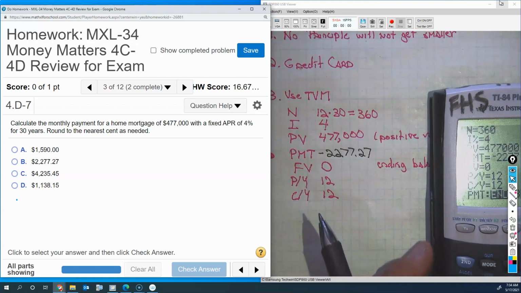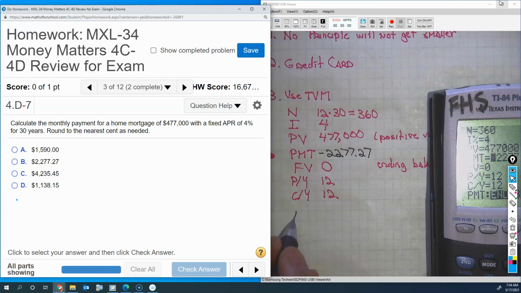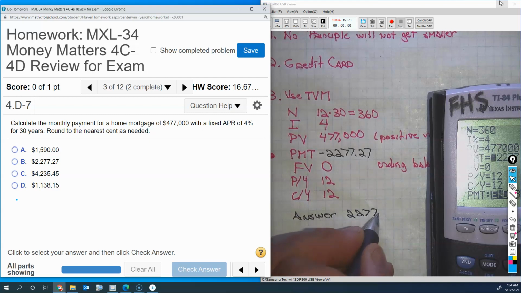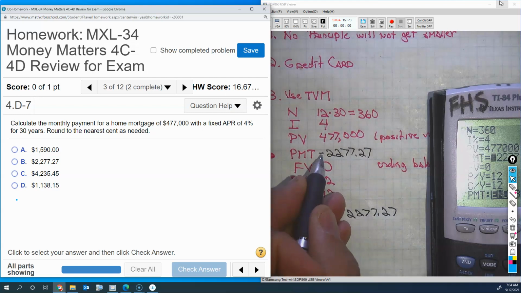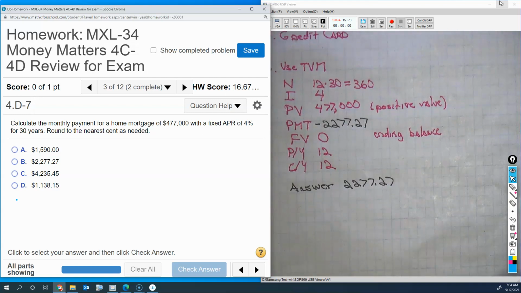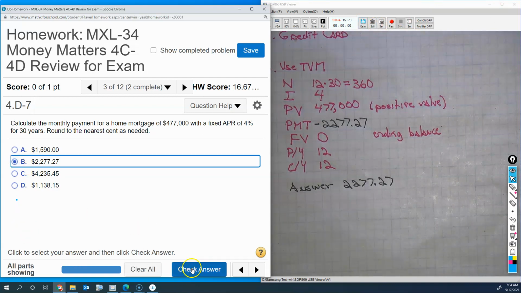All right, so my answer, guys, is my payment. I don't write a payment when I type it into MyMathLab. It's 2277.27. The negative just tells me that it's a payment. I don't type in the negative. Okay, so my choice here would be B.